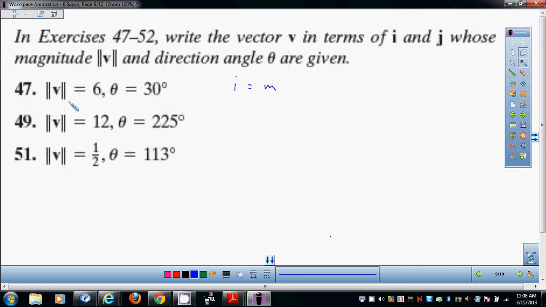So, like 49, that would be 12 cosine 225. What do I need to be in my calculator? Degree mode. And 12 sine 225. That'll give you your i and your j. Kevin, will you punch those in and tell me what you get, please? Yes, ma'am.